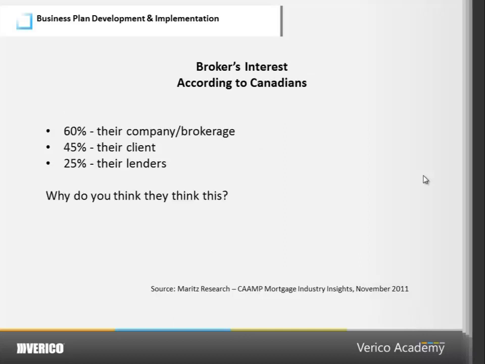According to Canadians that were surveyed, the broker's interest is 60% their own company or brokerage, 45% their clients, and 25% their lenders. And this is a little bit disappointing because it says that the Canadian consumer feels that a mortgage broker is more concerned about their own interest in their own company as opposed to their clients. This 60% should be at the bottom, and this should be at the top. So this whole thing should be inverted, and it's up to you to make that change.